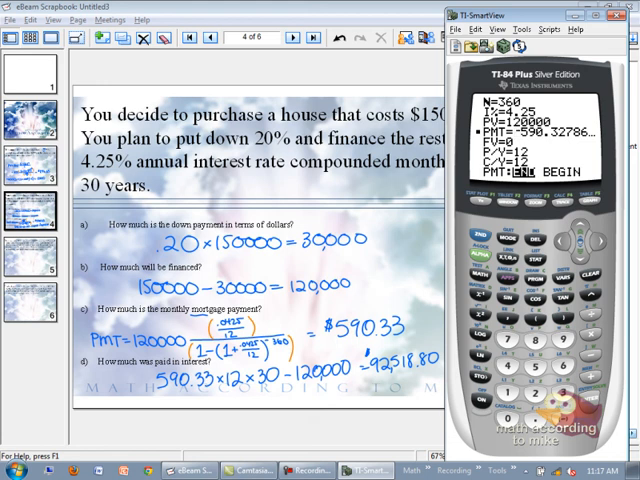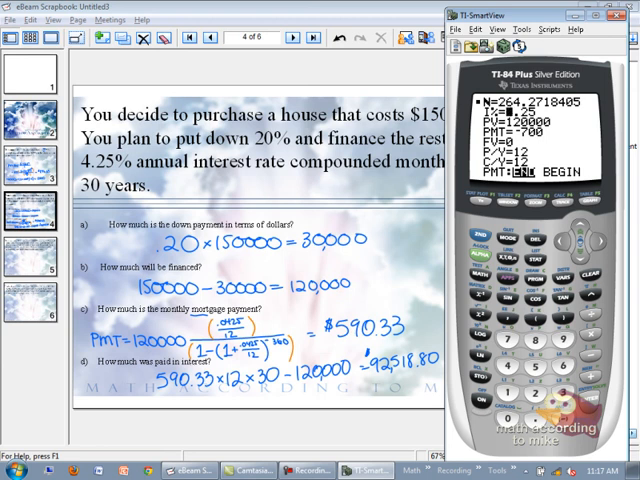But now let's say, okay, you know what? I can afford more than 590. I can actually afford 700. So I'm going to make this negative 700. I'm going to keep everything else the same. But now let's go up to my N and solve for that. So right now that says 30 years. But if I'm able to pay 700 a month, I cut it down to how many years now?